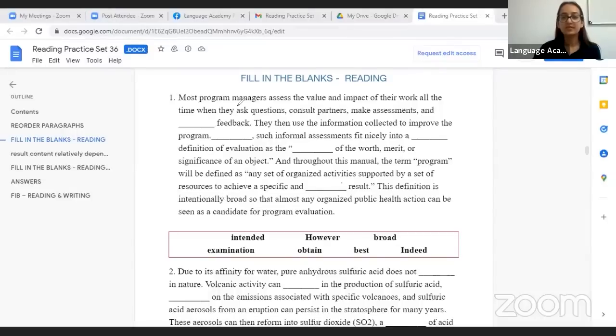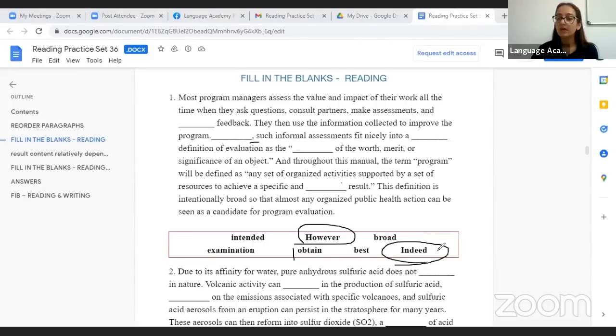Most program managers assess the value and impact of their work all the time when they ask questions, consult partners, make assessments, and get feedback. So we get feedback. What is the best way to say get here is when we obtain feedback. They then use the information collected to improve the program. Indeed, such informal assessments fit nicely into a broad definition of evaluation. So we have a blank with a comma. That means we need a connector. We have two connectors with capitals, however and indeed.